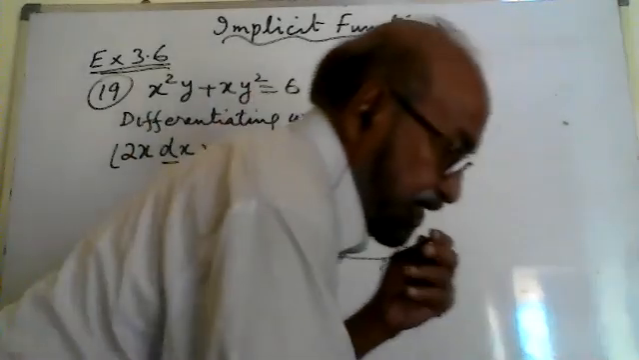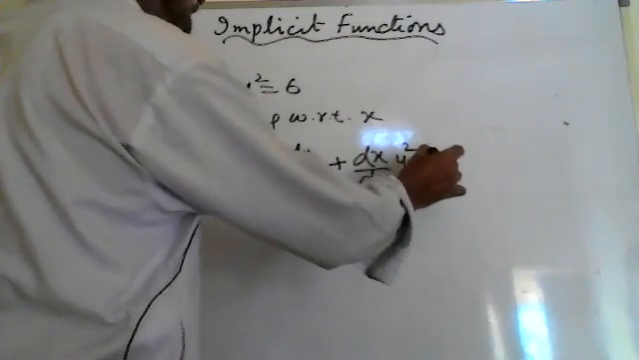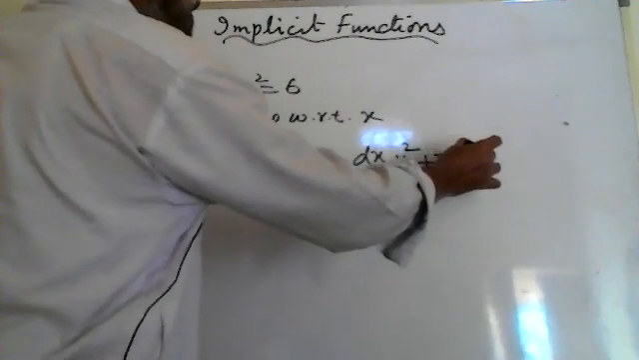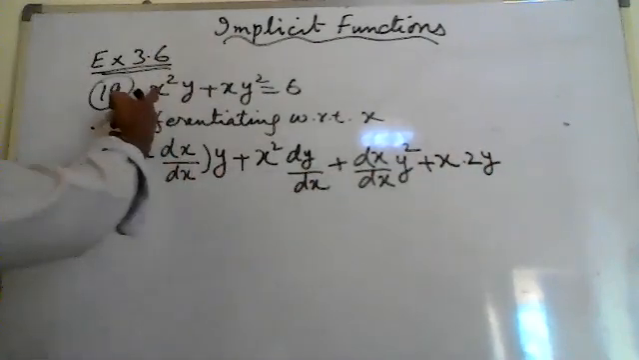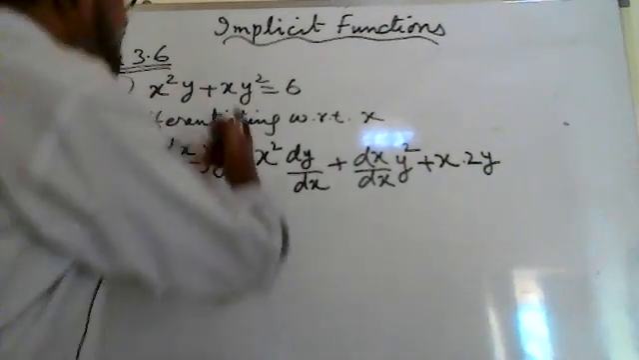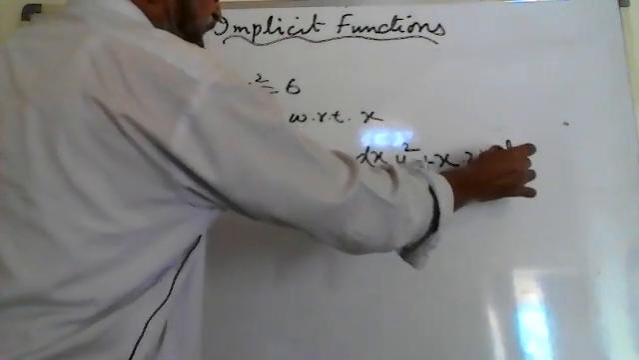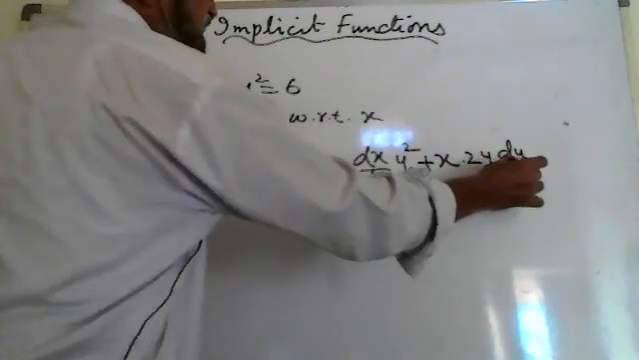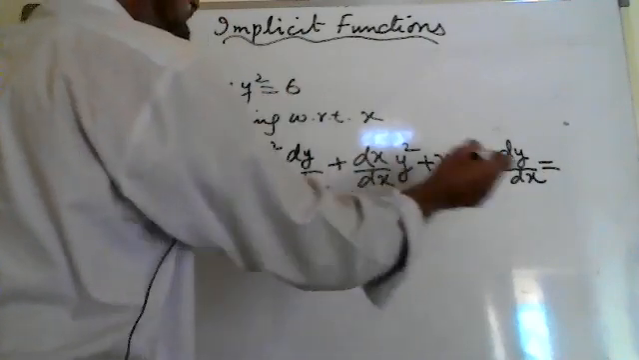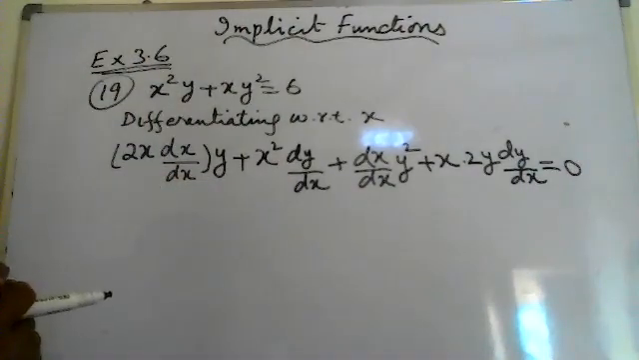Plus the first function as it is, x, into the derivative of y square, which will be 2y, just like the derivative of x square was 2x, into the derivative of y, dy upon dx. This is equal to the derivative of 6, which is 0, because the derivative of a constant is 0.